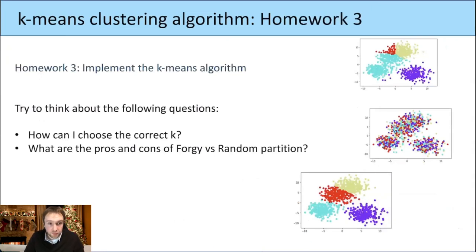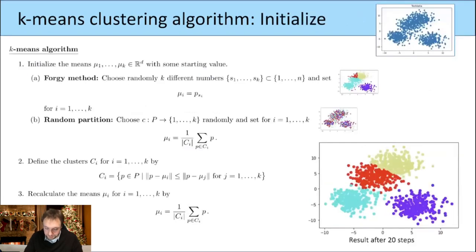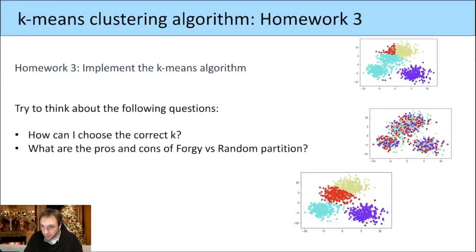So the homework 3, which I will share in a second, is to implement this algorithm, and then also try to think about the following questions, which you maybe have now in mind. Because I said we fix the k by ourselves, but maybe we want our program to decide what is the correct k. Maybe you can try to figure out how you can use this to find the correct k.